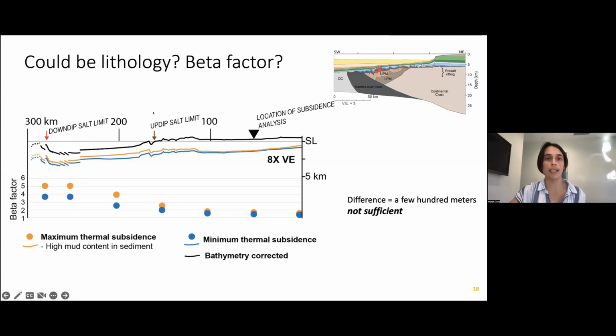Not even close. What you're looking at here, this black line, is where the basement should sit when salt was deposited. And here's where the lines actually sit if I don't apply any corrections. These are two end members, one with a high beta factor versus a low beta factor and higher mud content and things like that. Those things only made a difference of a few hundred meters. It did not solve the problem. So we think that these vertical anomalies are real now. We don't think it's some sort of user error or incorrect model inputs, which led to the question, what is causing hundreds of meters of anomalous vertical movements in the Mesozoic Gulf of Mexico?